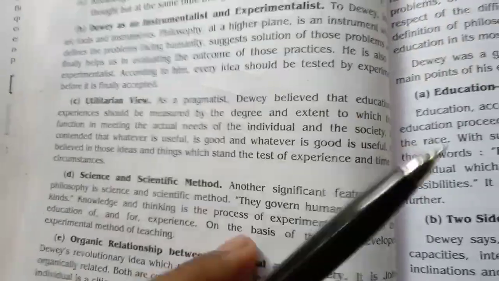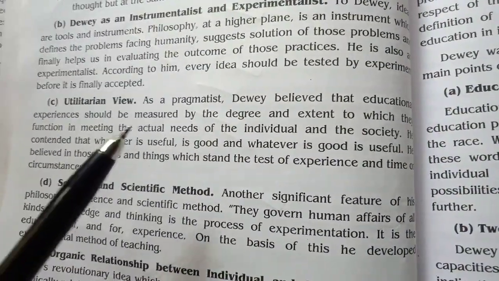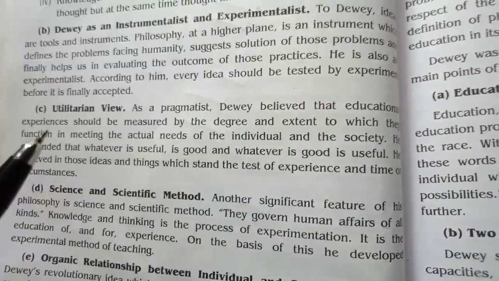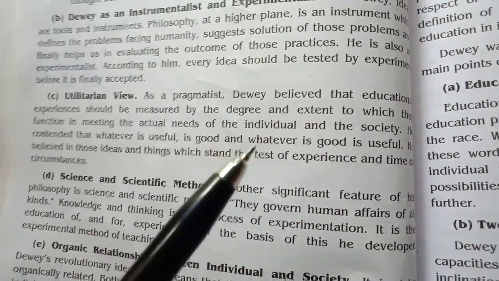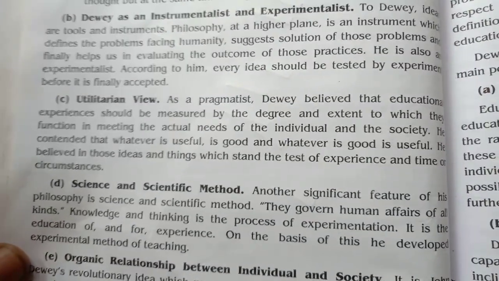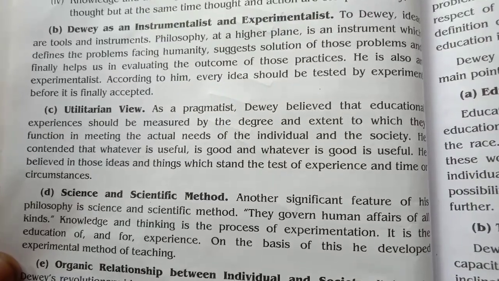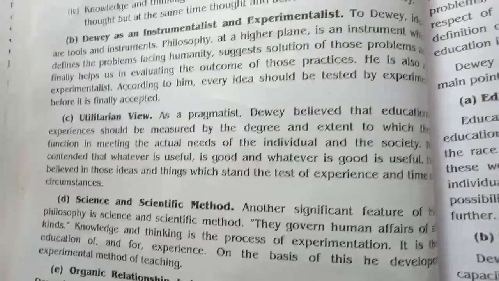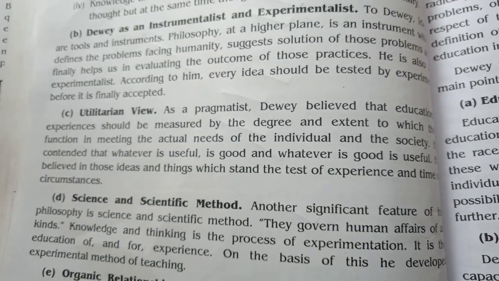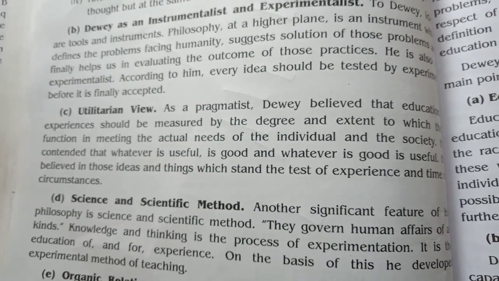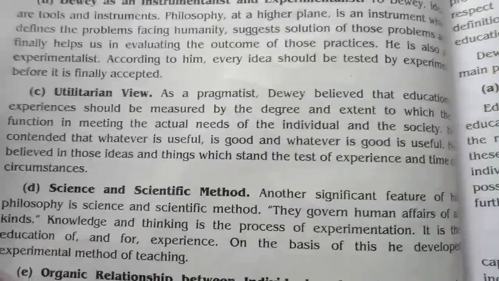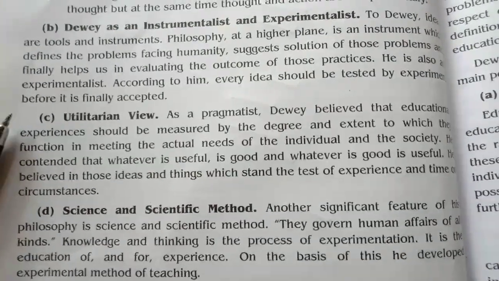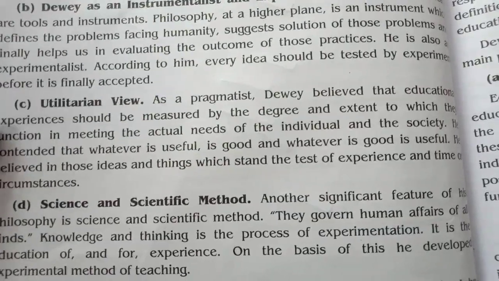See, utilitarian view. As a pragmatist, Dewey believed that educational experiences should be measured by the degree and extent to which they function in meeting the actual needs of the individual and the society. So, Dewey was a utilitarian. Okay, as a pragmatist, he believed that education should be helping humanity to solve the actual problems and to fulfill the needs of the individual and the society. So that is a proper utilitarian view. Utilitarian view means that which is useful to mankind and the society.